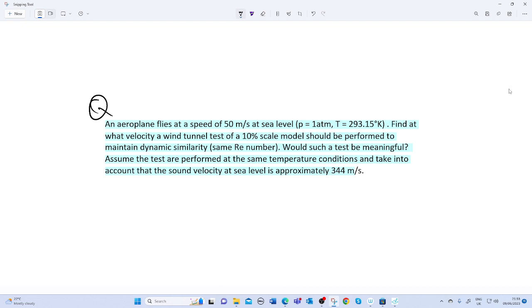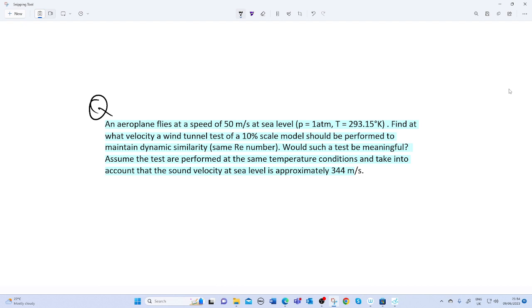Consider an aeroplane flying at a speed of 50 meters per second at sea level where the pressure is 1 atmosphere and the temperature is 293.15 Kelvin. Find what velocity a wind tunnel test of a 10% scale model should be performed at to maintain dynamic similarity, that is, the same Reynolds number. Would such a test be meaningful? Assume the tests are performed at the same temperature condition. Take into account that the sound velocity at sea level is approximately 344 meters per second.